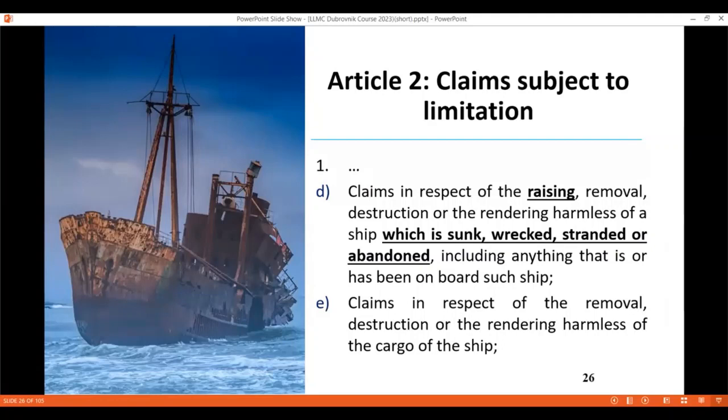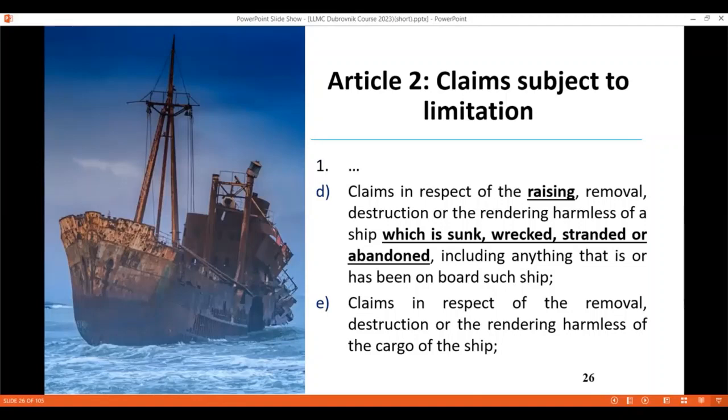If I recall correctly, my memory is not my best asset anymore, but the calculation of the limit of liability of the Costa Concordia was around $58 million. But the cost of removing the wreck was almost $1 billion. So if there is a limit of liability, who will pay the difference? The government, the taxpayer. Because you cannot just leave it there.